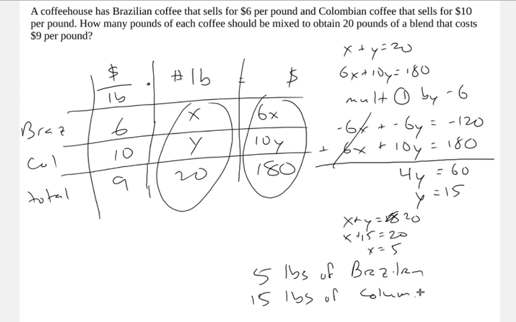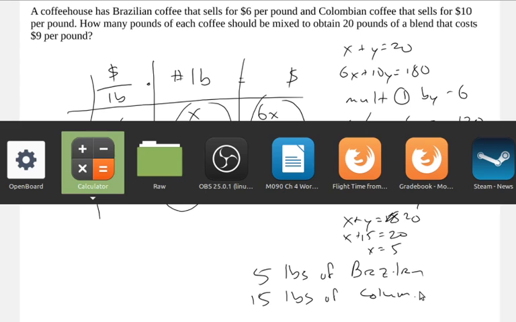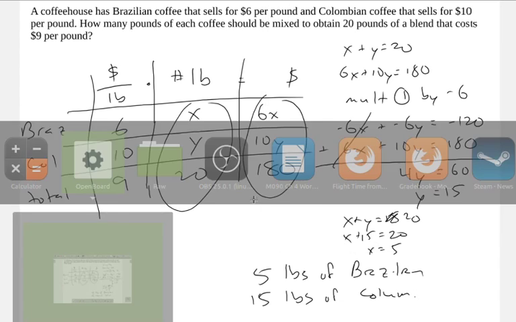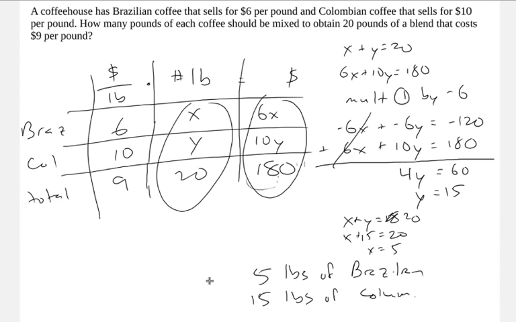My last step here is to check to make sure everything works out. First off, 5 plus 15 clearly is equal to 20, so there's 20 pounds of coffee here. I would also want to make sure that 5 times 6 plus 15 times 10 is equal to 180, the 180 that I have right here. And it is, so that is my final answer right there.